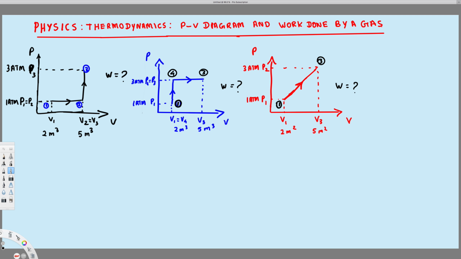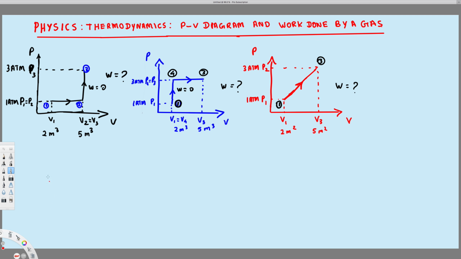From 1 to 2, the pressure is constant. If you see, it's a straight line, so pressure is constant, and from 2 to 3, the volume is constant. Whenever the volume is constant, that's an isochoric process. So W is going to be 0 at this point, any vertical. So here also 0 in the second diagram. Let's see how we can calculate this one.